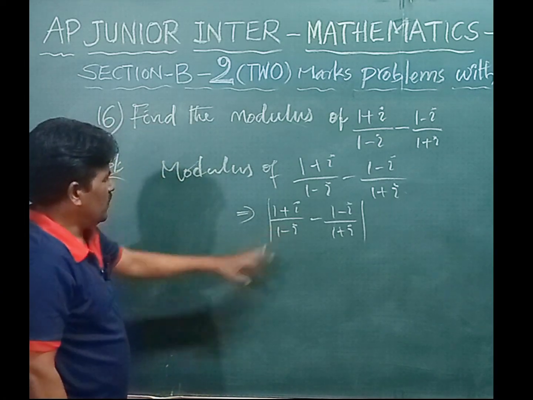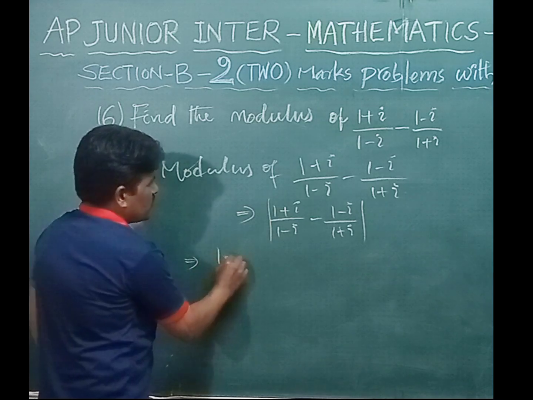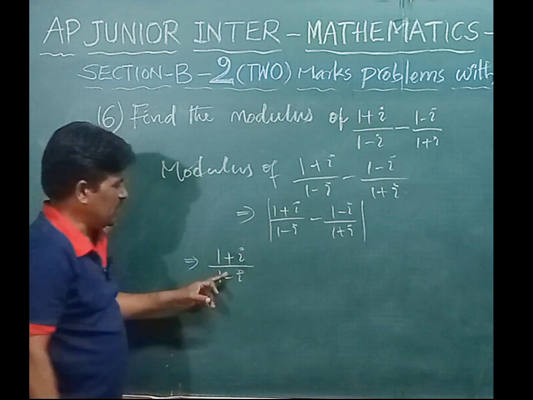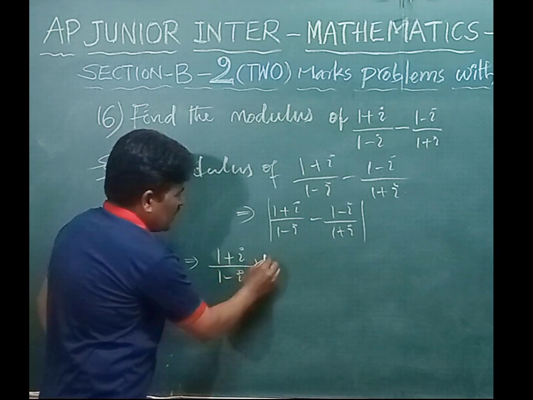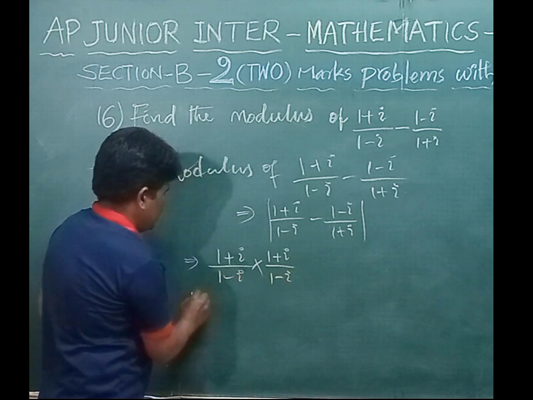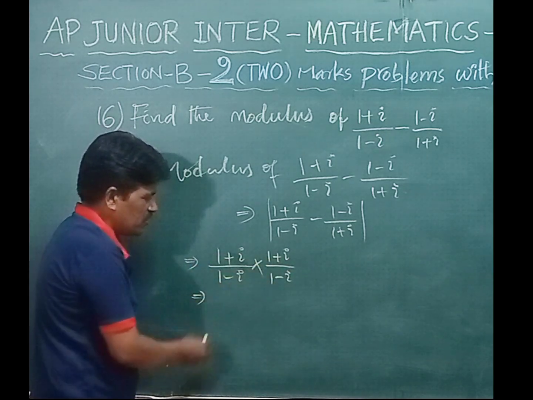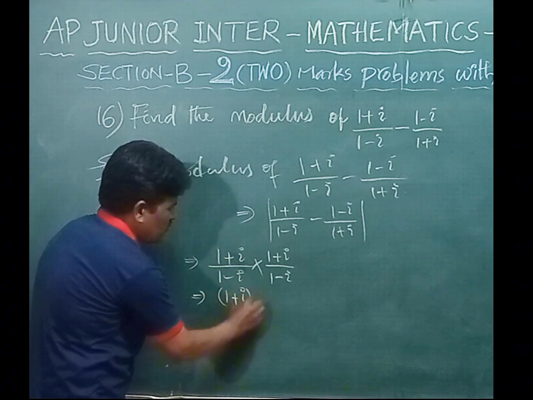Now this first part we have to rationalize. So (1 plus iota)/(1 minus iota). So rationalizing the denominator means multiplying by the conjugate of the denominator. (1 plus iota)/(1 minus iota) equals numerator multiplied by denominator's conjugate: (1 plus iota) into (1 plus iota). So (1 plus iota) square.